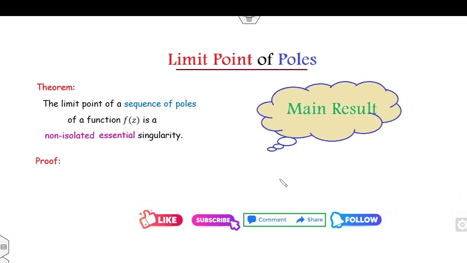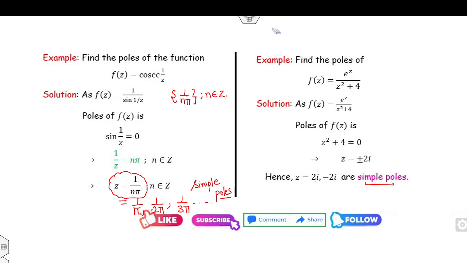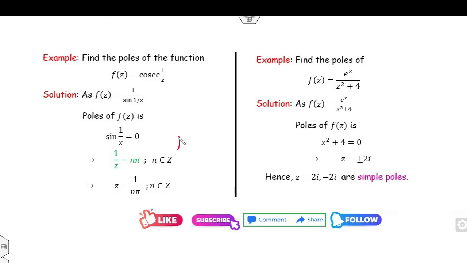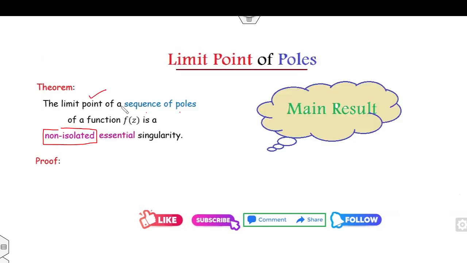So the main result of this today is: the limit point of the sequence of the poles is always a non-isolated essential singularity. Meaning, can you find the limit point of this function? Limit point means whenever n approaches infinity of the z. What is the answer? It is 0. So this means z equal to 0 is the non-isolated essential singularity of the given function. That's the meaning of this result.